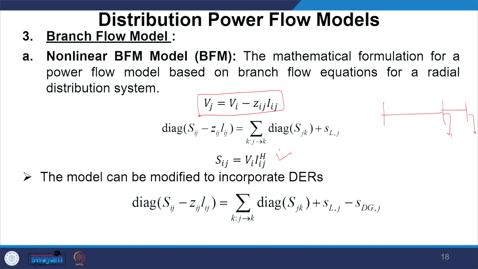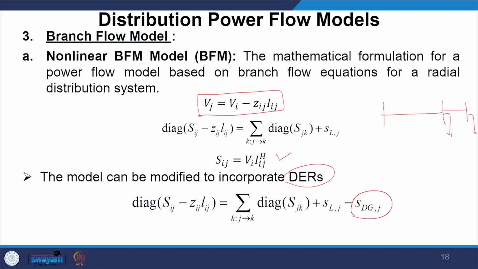So, the model can be modified to incorporate distributed energy resources. In that case, the term SdG may be subtracted. That will give you a modified model, because in the past we never used to consider that there could be some distributed generation present in the distribution system, but for the last decade, these are very common. So, all distribution power flow equations need to be reorganized, considering that there could be an injection through PV, wind, or some small diesel generators.